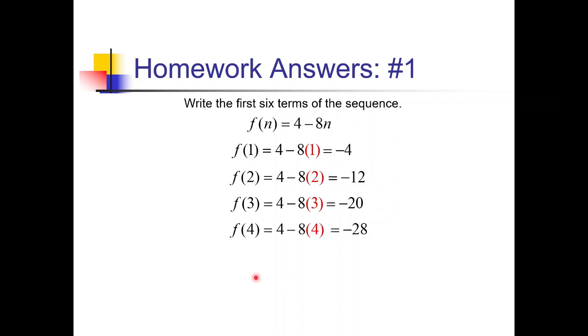And then we have f of 5, 4 minus 8 times 5. That's 4 minus 40, negative 36. Finally, f of 6, 4 minus 8 times 6. That's 4 minus 48, which is negative 44.